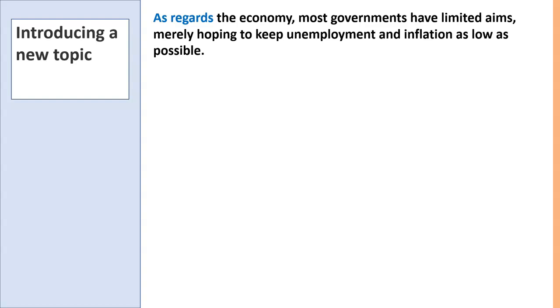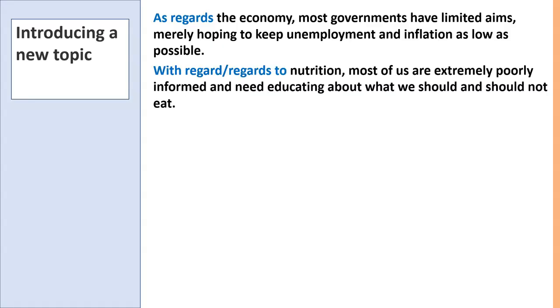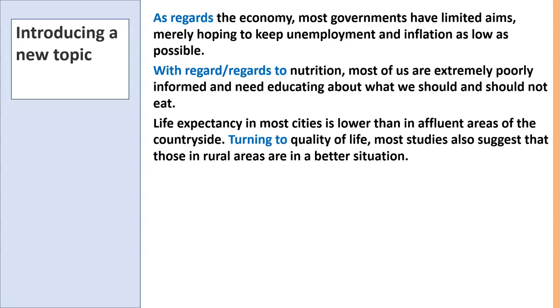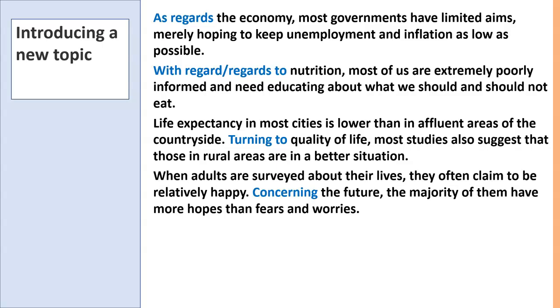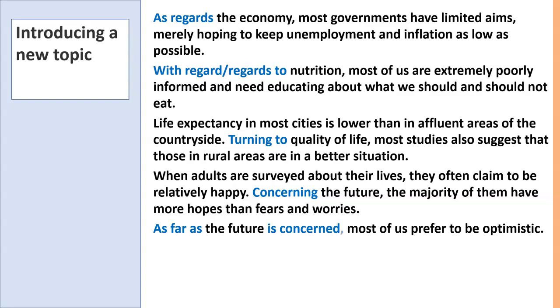Now, introducing a new topic, which is something you often want to do, and you can start with the phrase as regards. So as regards the economy means you weren't writing about the economy before, but you are now. With regard or with regards to works very similarly. So with regard to nutrition means that now you are going to start looking at this topic from the viewpoint of nutrition. Turning to is a little more informal, but we can use that as well. And also concerning. We can use as far as something is concerned, as far as the future is concerned, as far as education is concerned.